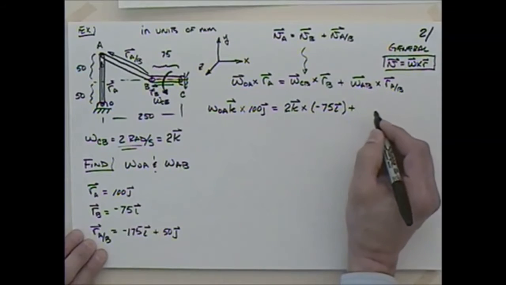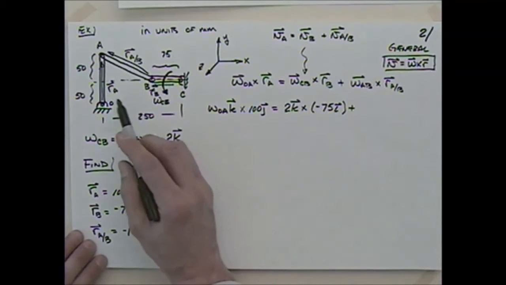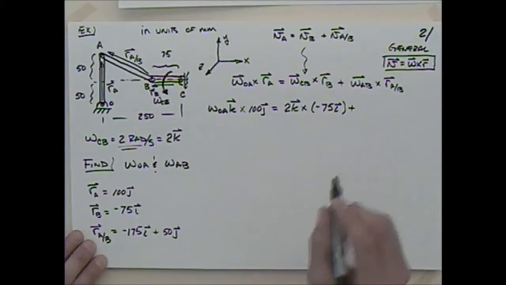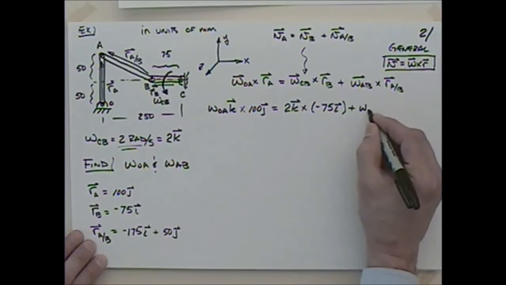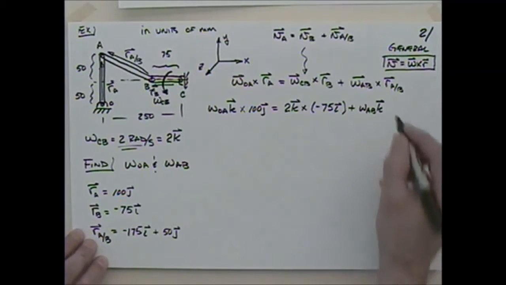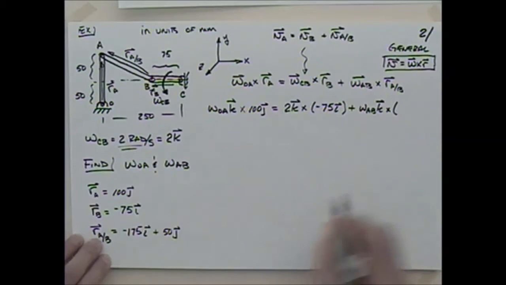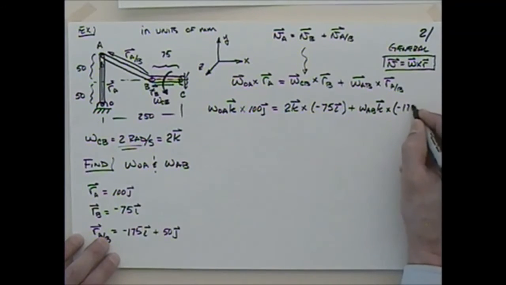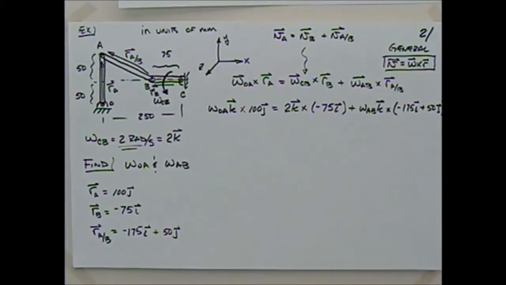And we add that to omega AB. Omega AB is unknown also, but let's assume that it's in the Z direction. So I'll just say the magnitude omega AB in the K direction. If I have assumed that wrong, I'll get a negative sign. And we're crossing that with RAB, minus 175 in the I, plus 50 in the J. So it looks like with that equation I have one equation with 2 unknowns, omega OA and omega AB. But I really have 2 equations, don't I? I should have 2 equations when I get done with the crossing.